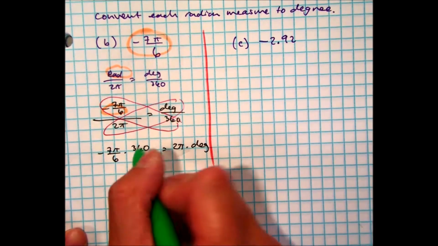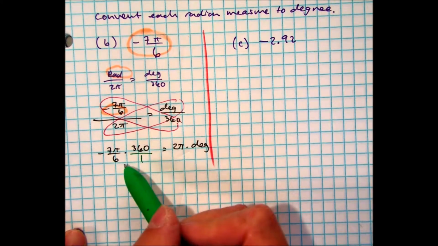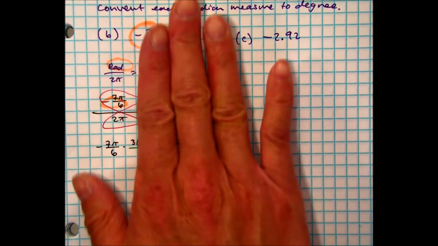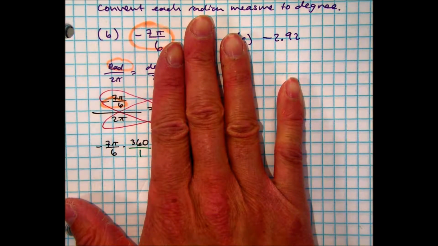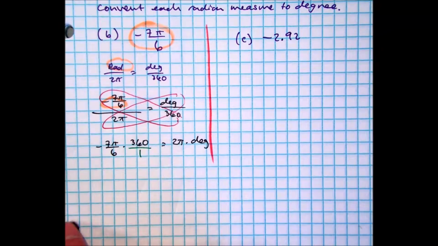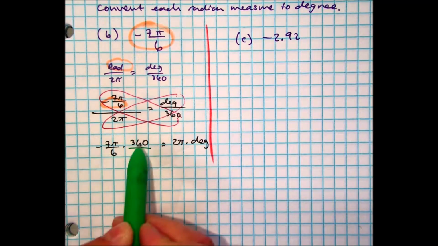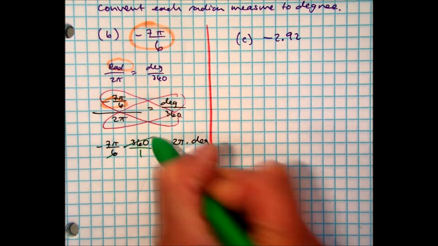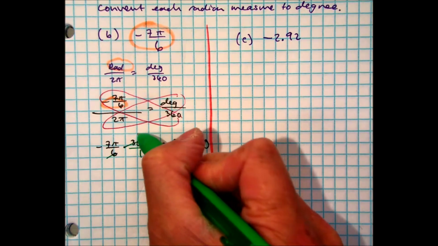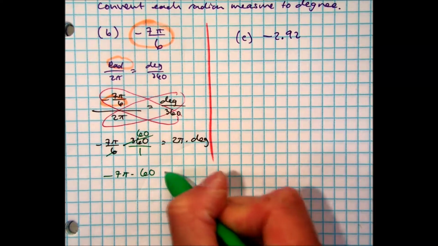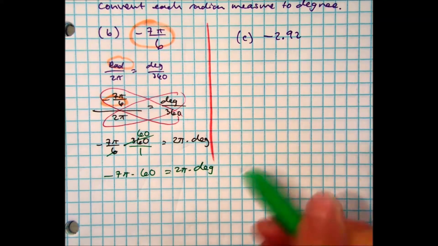From here, I'm going to make this over 1. I'm going to cross cancel. A student came up to me after class, Mr. Regan, when do you cross cancel? You only cross cancel on one side of the equation. You cannot cross cancel across an equal sign. If that doesn't make sense to you, you can just multiply negative 7 times 360 and then divide your answer by 6. 6 goes into 360 how many times? 60. So I have negative 7 pi times 60 equals 2 pi times degrees.